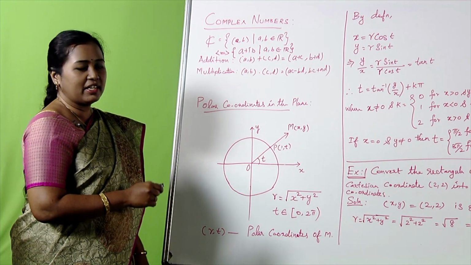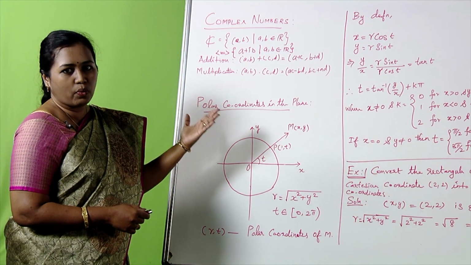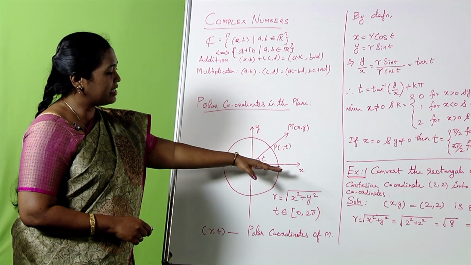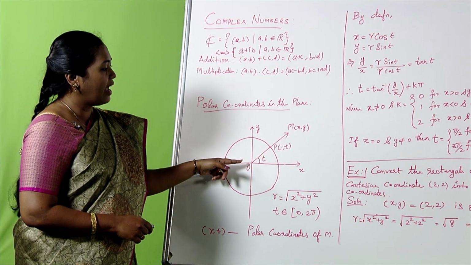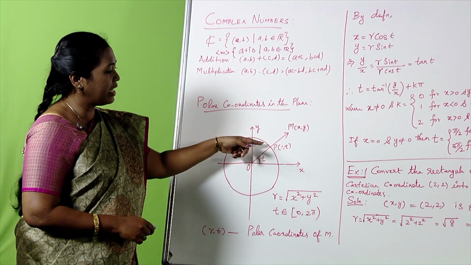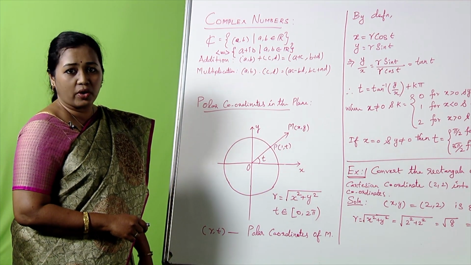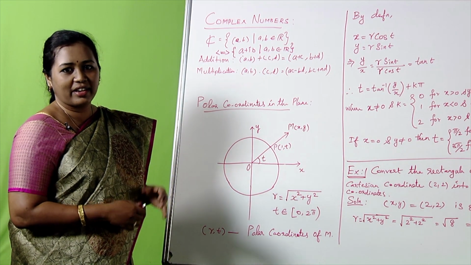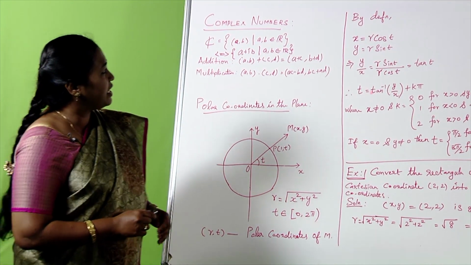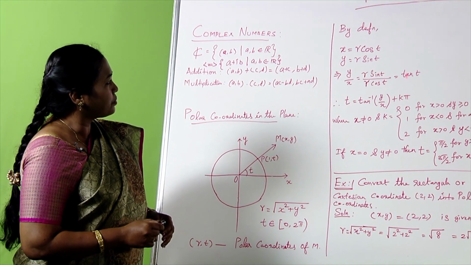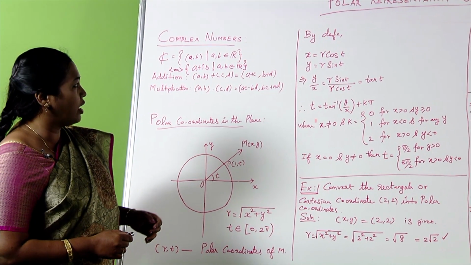So, if I say where is M x comma y, it is at an angle T from the x axis and at a length, say R, from the origin. That is the correct interpretation of a polar coordinate. Next, we shall see some further details with regard to polar coordinates.